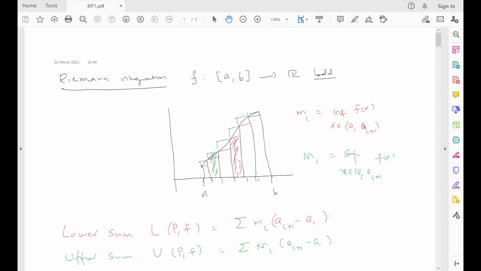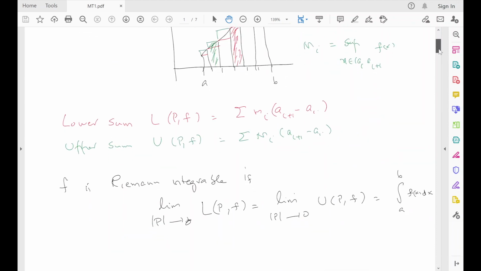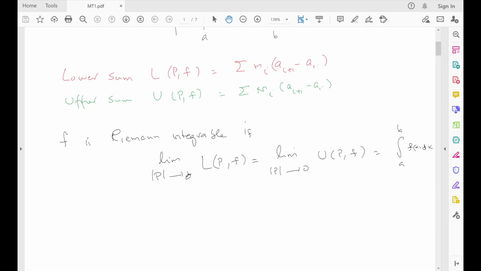So, when you sum up, you will get something more than the area under the curve, and we say f is Riemann integrable if, let me go down a little bit, you take the limit of these upper sums and lower sums as |P| goes to 0. So, P is a partition, |P| is the supremum of the lengths of the intervals you have. If that goes to 0, and if these two, lower sums and upper sums, converge to the same value, then we say f is Riemann integrable, and we denote it by the integral from a to b of f(x) dx.